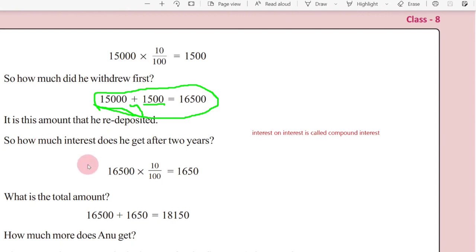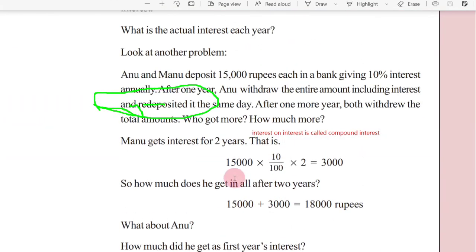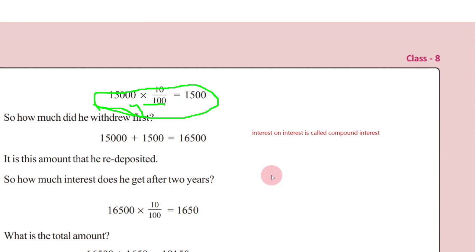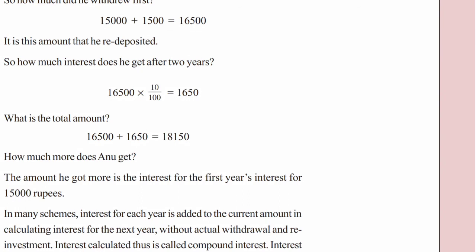In the case of Anu, the bank calculated interest on interest, but in the case of Manu, the bank gave simple interest. That is the difference between the amounts received by Anu and Manu. Anu got compound interest and Manu got only simple interest. So in this lesson we studied compound interest, and in the next class we will discuss more about compound interest.